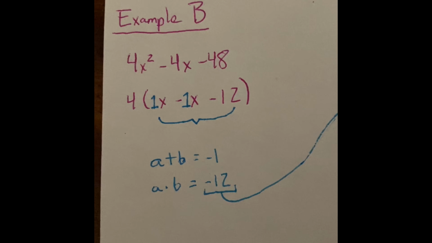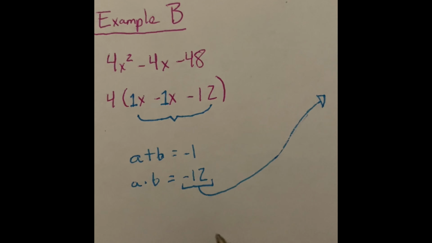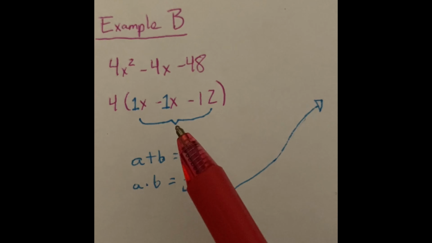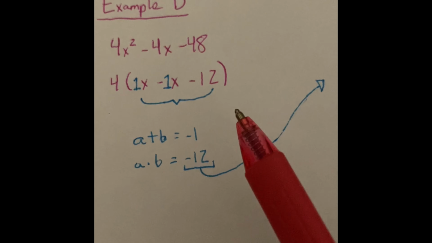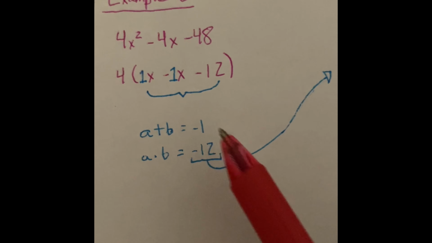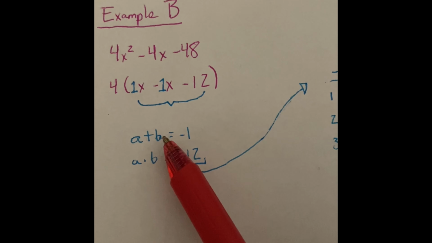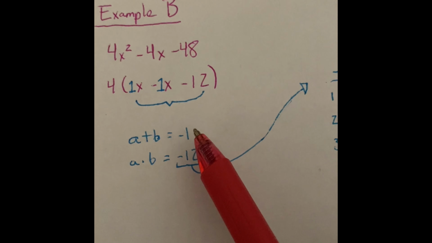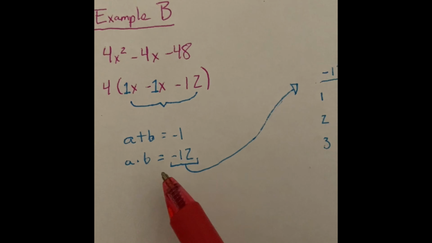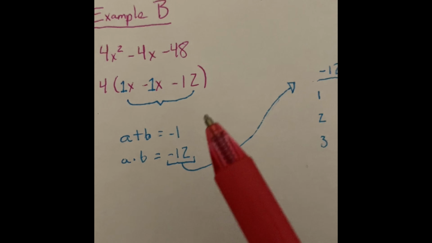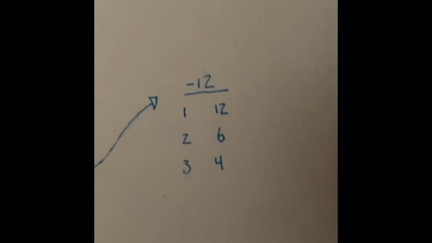In order to do that, first, we must find the two numbers that will multiply to equal the first one and add to equal the second one. So for example, a plus b, first number and second number, must equal -1 when you add them. A times b must equal -12. So now let's get the greatest common factors of -12.